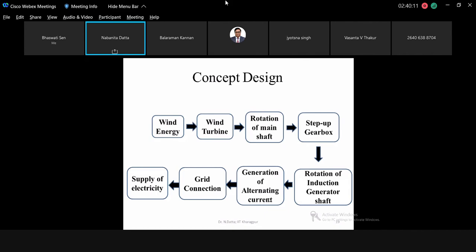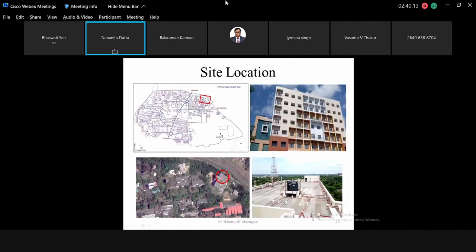All right, so this was the site location. If you see this map, this is the IIT Kharagpur campus map, and this is the area where the institute is. This is the hospital area, this is the residential area. So here we have this building. This building that you see is the tallest building in the campus. It's 8 stories. You can see this Google map image, and in the red circle, you can see this terrace, and this is the terrace whose photograph I took.